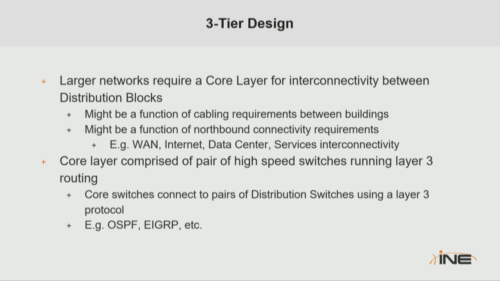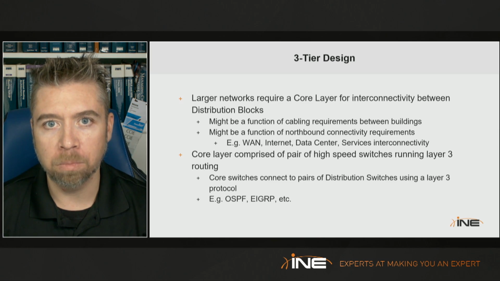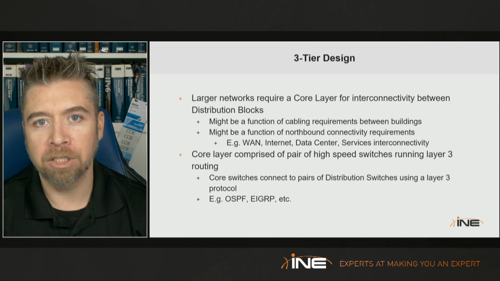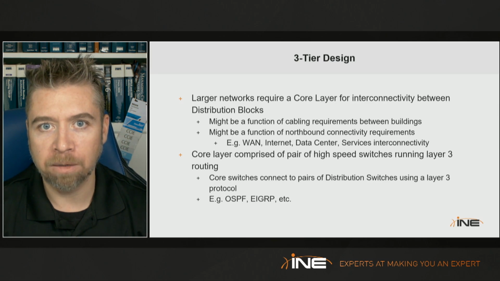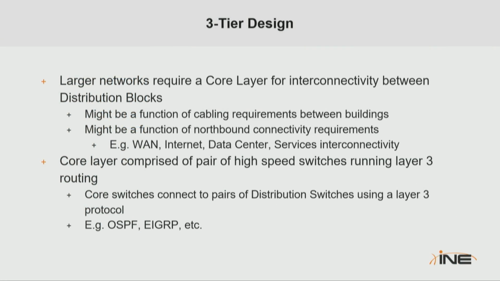Okay, the idea is that the core layer is going to be comprised of high-speed switches running layer 3 routing, and the core switches are going to connect to pairs of distribution switches using a layer 3 protocol such as OSPF or EIGRP. But in any case, we're always going to be deploying the core layer and the distribution layer in pairs, so that if one of the switches goes down, we're able to continue forwarding our traffic in the data plane around the failure that is introduced into the network.